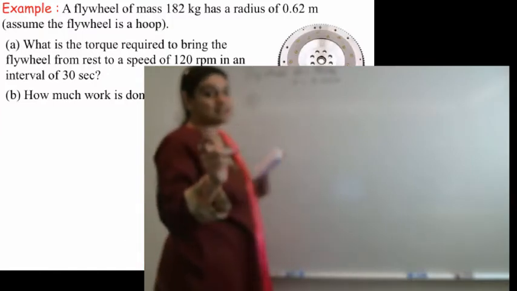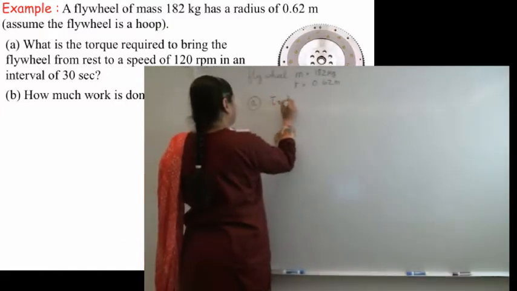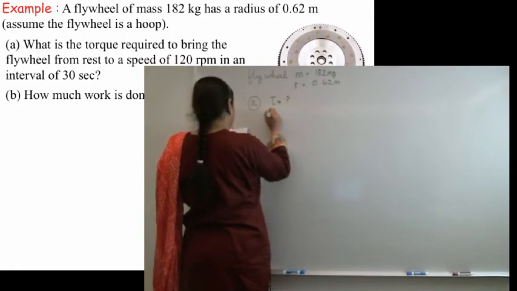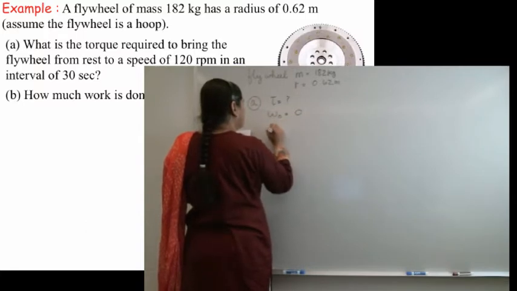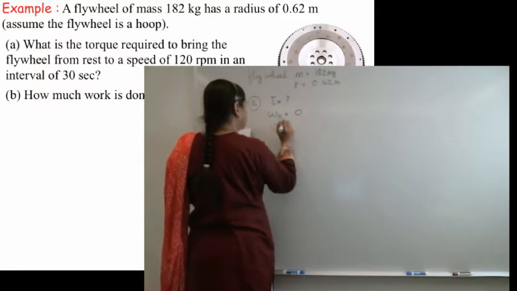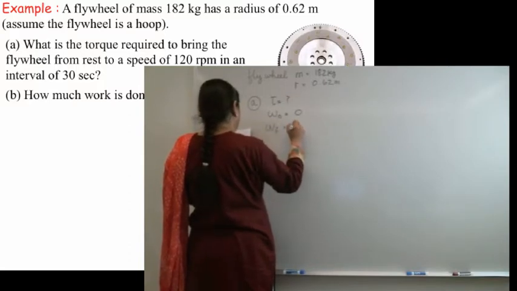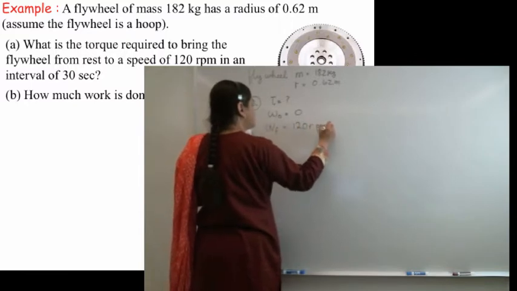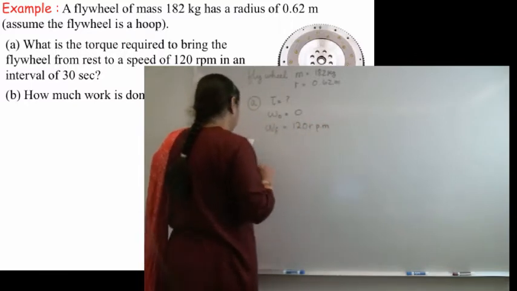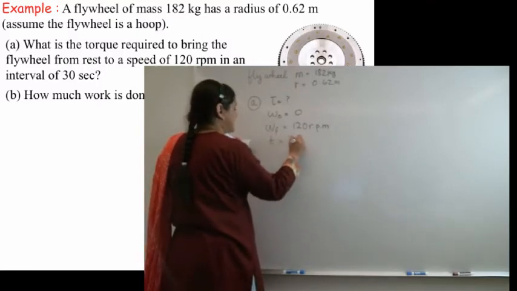Okay, so we are looking for the torque required to bring whatever object we have from omega naught equals 0 to omega final of 120 RPMs, which is revolutions per minute, in the interval t equals 30 seconds.